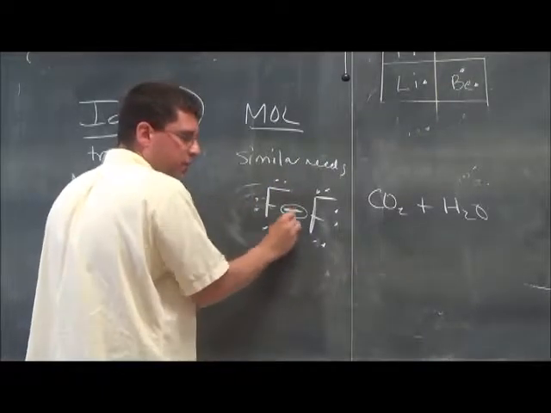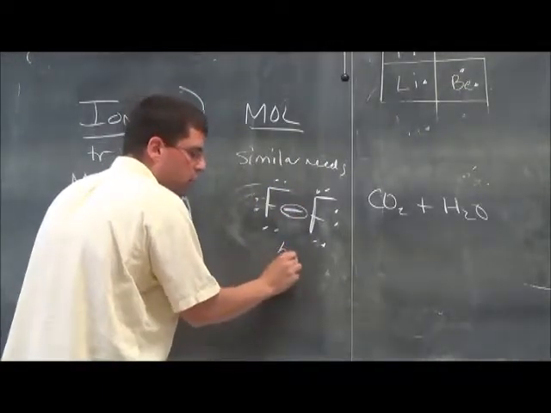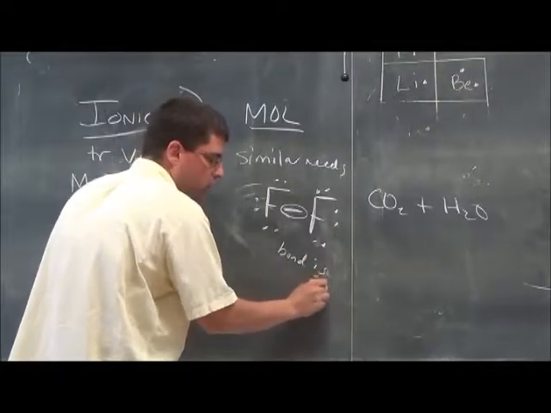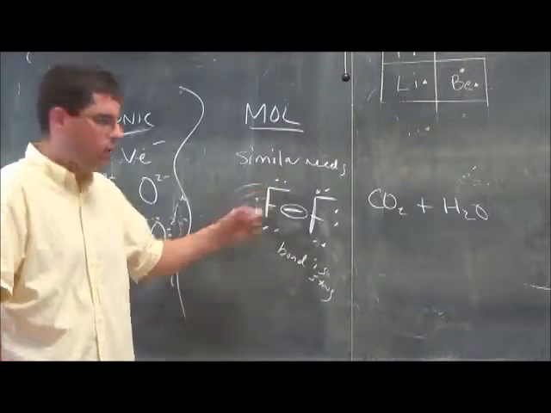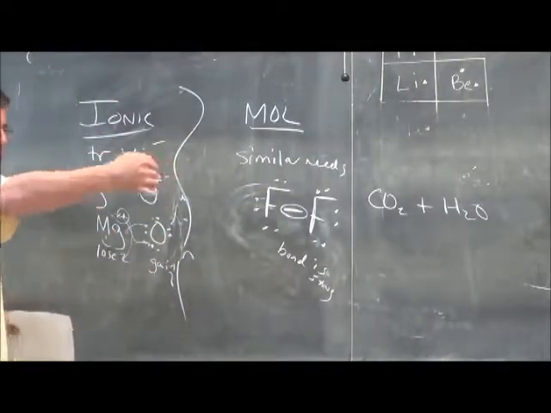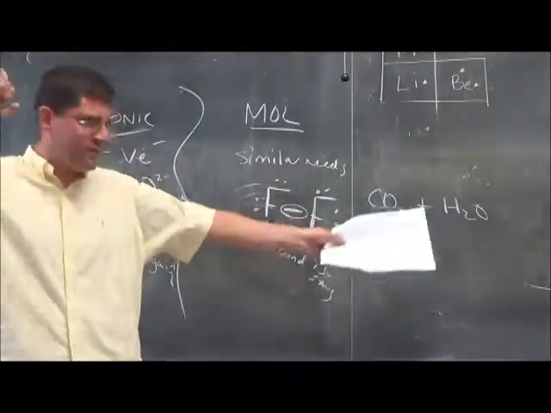They have one shared pair of electrons. Now this bond is strong. It's strong because fluorine isn't going to let go. Because keep in mind over here, magnesium gave 2 to oxygen. Oxygen now has 2 valence electrons. Magnesium's like, take it, pound fist.